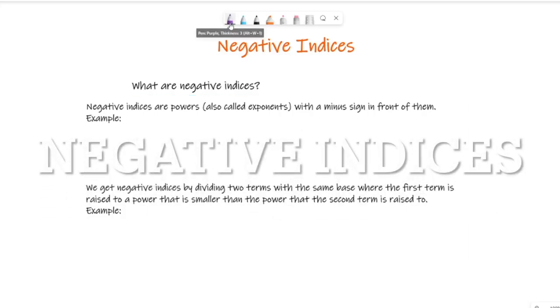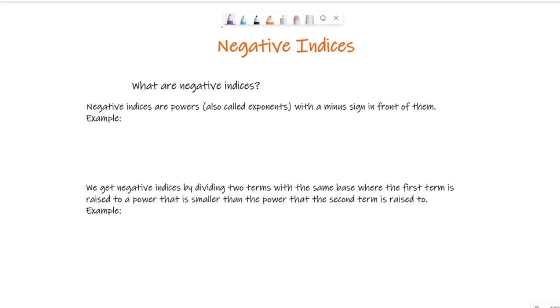So this video is about negative indices. What are negative indices? Negative indices are powers, also called exponents, with a minus sign in front of them. For example, x to the power of minus 2, or 5 to the power of minus 3, or 3 to the power of minus 2. So whenever you have a negative power over a number, this is known as a negative index.